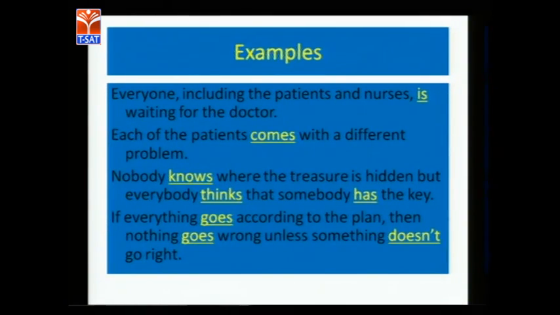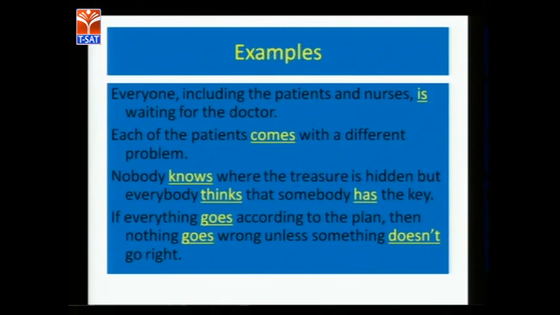All right. Now let's look at the next sentence. Nobody knows where the treasure is hidden, but everybody thinks that somebody has the key. We're not saying "nobody know where the treasure is hidden, but everybody think that somebody have the key." We're not saying that, because that is wrong. Nobody is singular. That means not even one person knows where the treasure is hidden, but everybody, that means each and every one of them, thinks that somebody has the key.